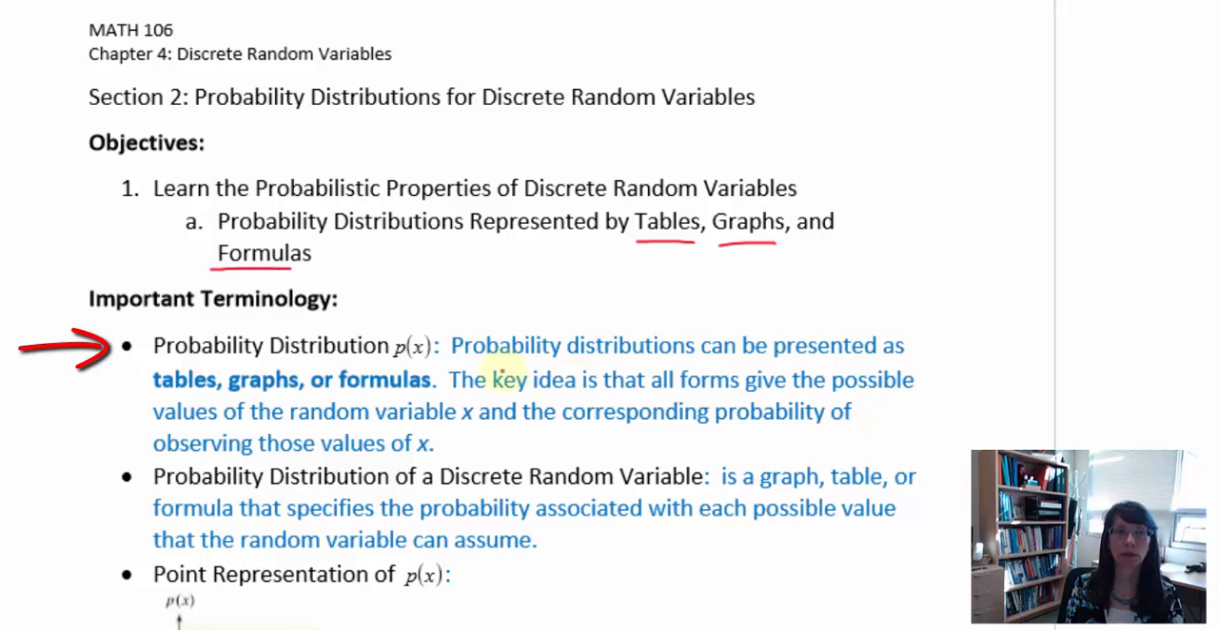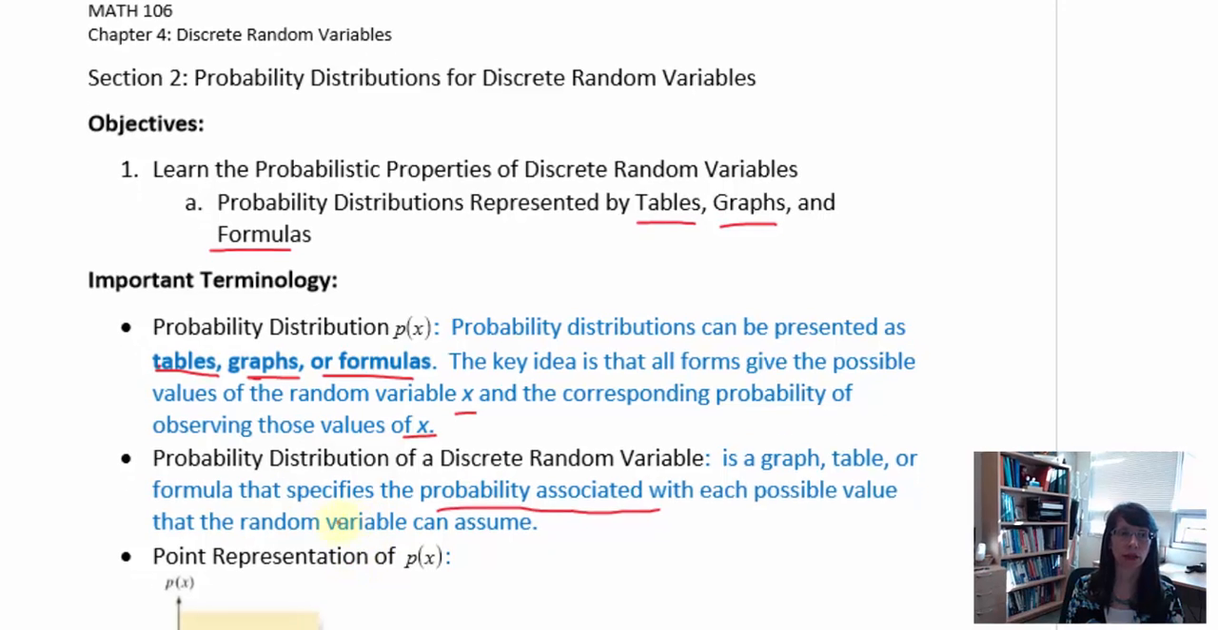Probability distributions can be presented as tables, graphs, or formulas. The key idea is that all forms give the possible values of the random variable x and the corresponding probability of observing those values of x. The probability distribution of a discrete random variable is a graph, table, or formula that specifies the probability associated with each possible value that the random variable can assume.